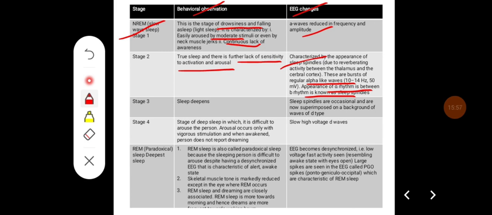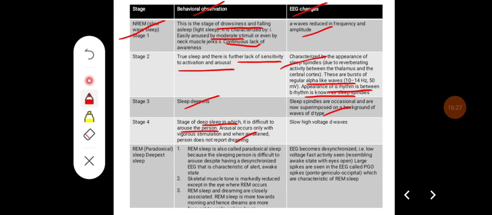In stage 3, the sleep deepens and in the EEG changes, sleep spindles are occasional and are now superimposed on a background of waves of delta type. Stage 4 is a stage of deep sleep in which it is difficult to arouse the person. Arousal occurs only with vigorous stimulation, and when awakened, the person does not report dreaming.